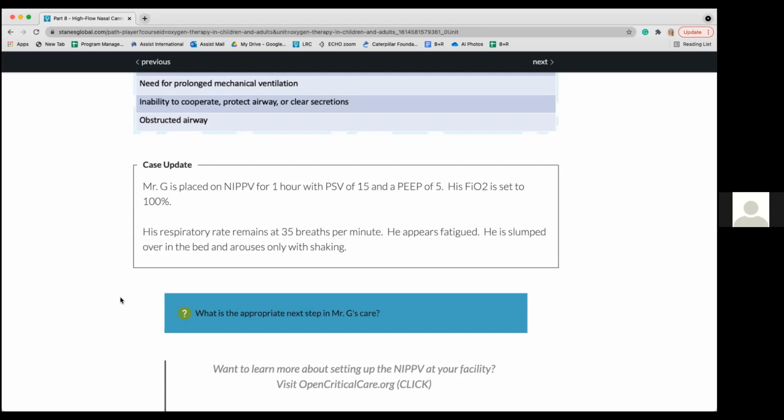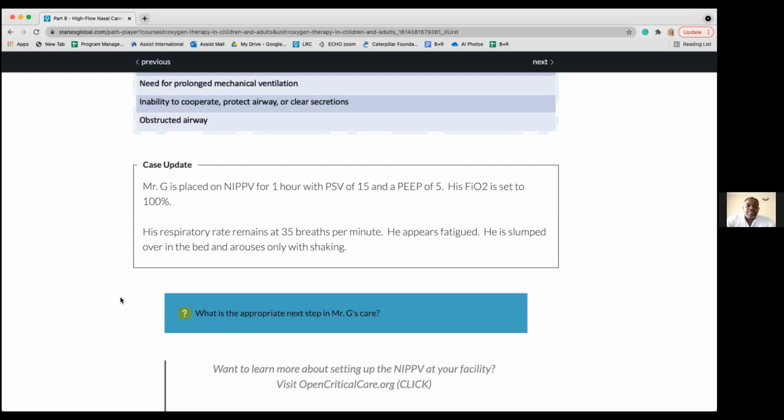So on examination, minutes, he appears fatigued. He's slumped over in the bed and arouses only when you shake him. So you can see already from this that our patient is critically ill. He's deteriorated all the way through the different oxygen delivery devices.